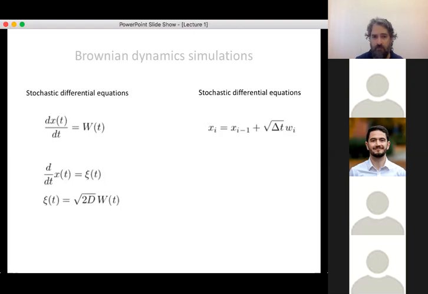How does it work? Well, I guess all of you can figure out how the corresponding stochastic difference equation, this should be difference, not differential, sorry, should look like this. And, well, we just multiply the noise term by square root of 2D, this term.